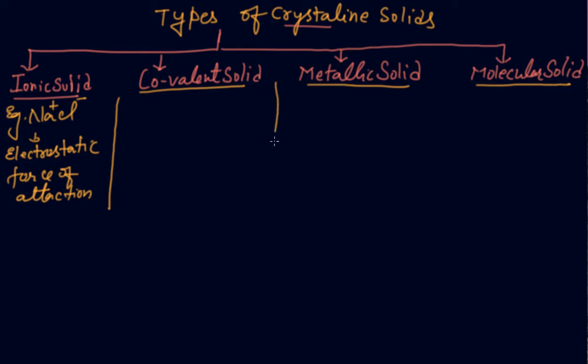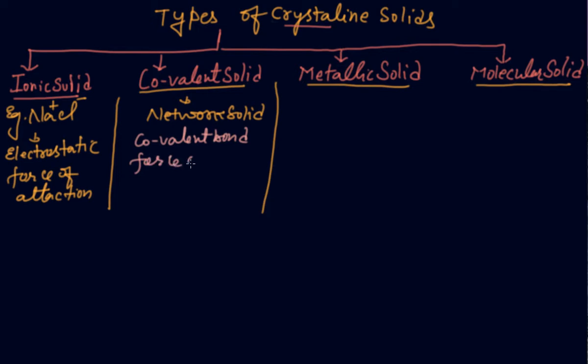Then covalent solids. Covalent solids are also known as network solid. The force of attraction is covalent bond. Diamond is an example, silicon carbide also. Graphite is the exception.